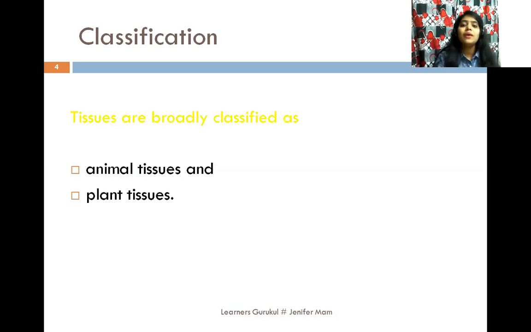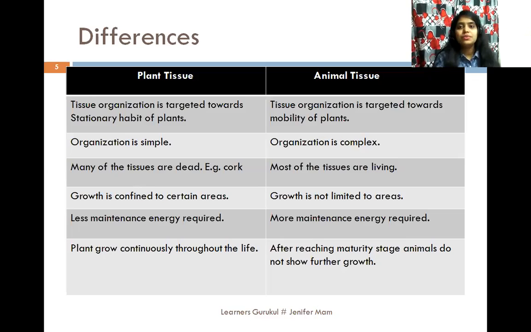So now let's see the classification of tissues. The first main classification of tissue is animal tissue, and the second one is plant tissue. Now let's see the difference. What is a plant tissue and what is an animal tissue?